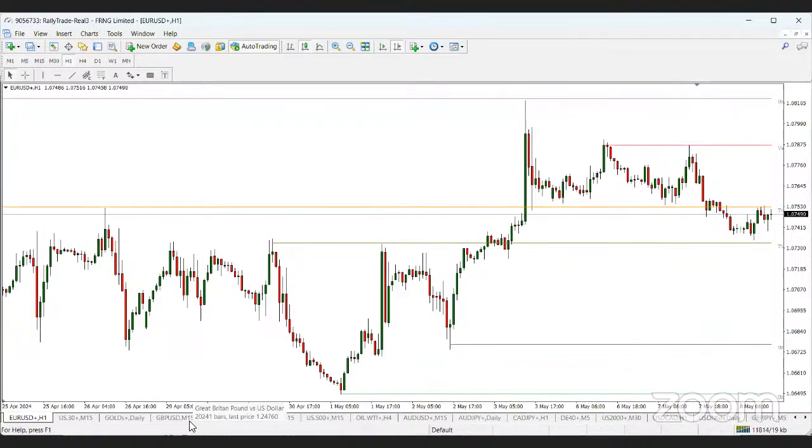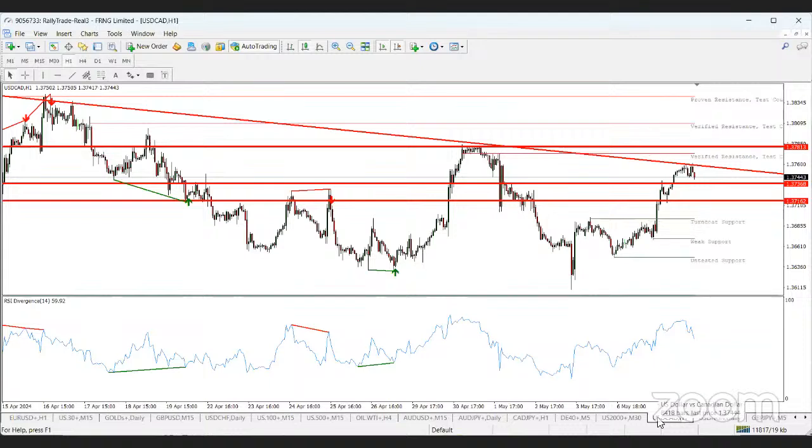We looked at USD CAD. We said we're going to look towards selling USD CAD from 1.37360 with 20 pips in mind. We also said that even if USD CAD pushes up to 1.37810, we will look out for a sell from there.